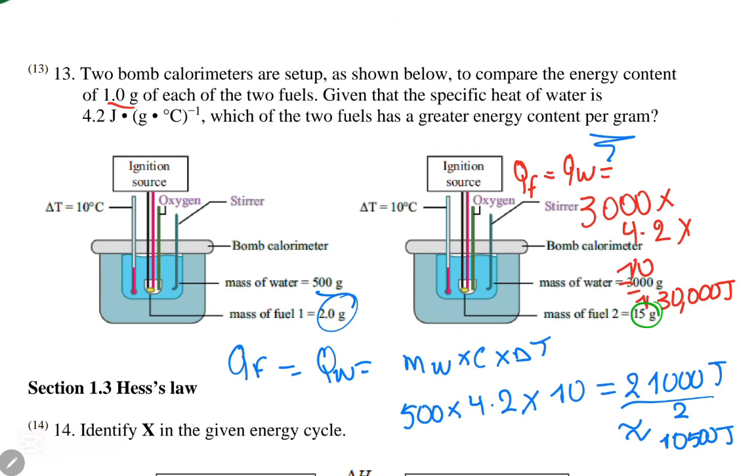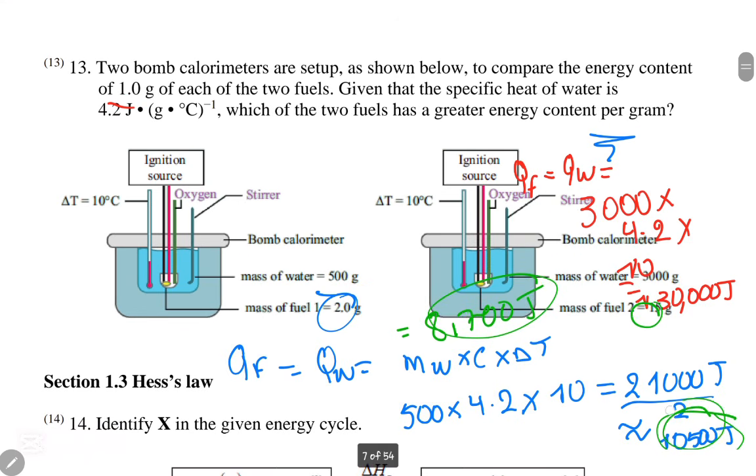So you're going to do 130,000 joules divided by 15 grams. This will give you 87? No, not 87. 8,700 joules, right? So which one is smaller, 10,500 or 8,700? For sure, the 8,700. So what does this mean? This means that the combustion of 1 gram of fuel 1 releases more energy than the combustion of 1 gram of fuel 2.